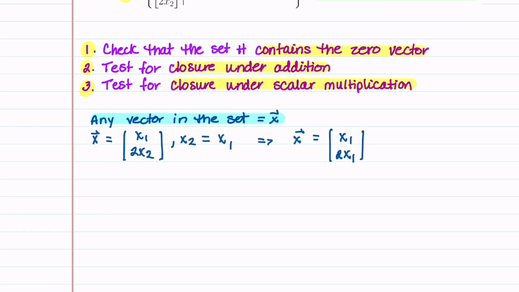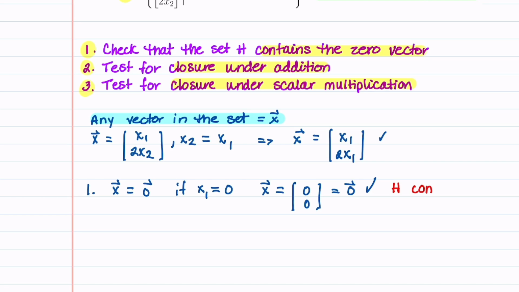Let's begin by checking that our set H contains the 0 vector. So we're going to check if our vector x is equal to 0. Looking at this form of our vector x, we can see that vector x is going to be equal to the 0 vector if x1 is equal to 0. So if we plug in x1 equal to 0, we get that x is equal to 0, 0, which is the 0 vector. So let's write down that our set H contains the 0 vector.